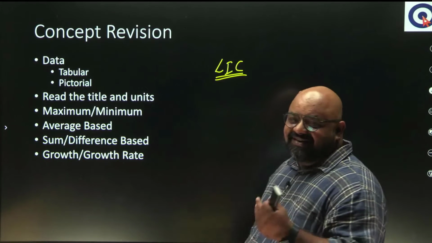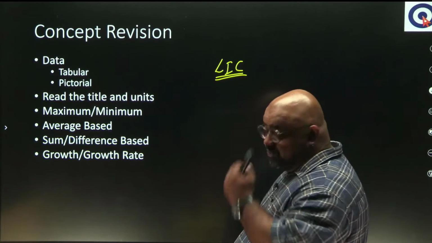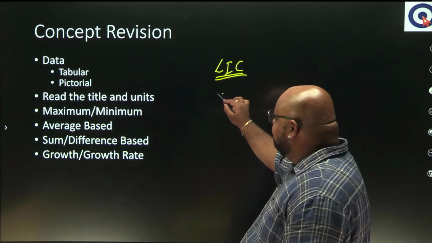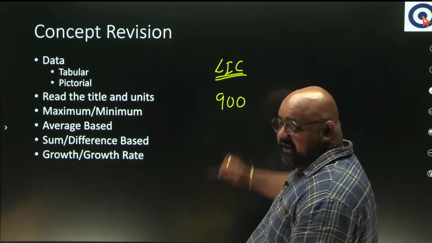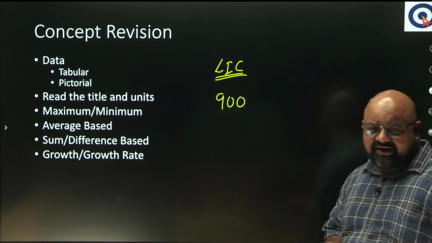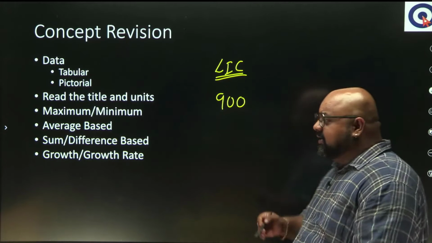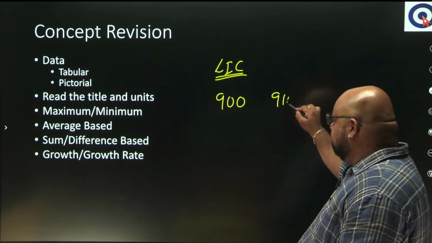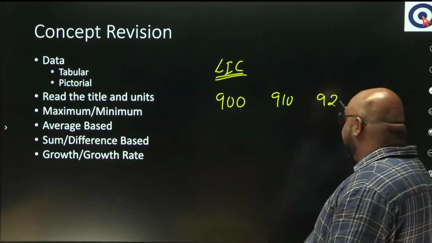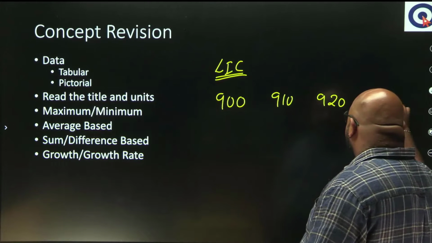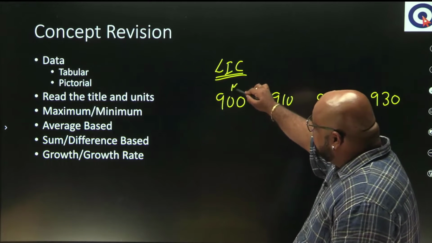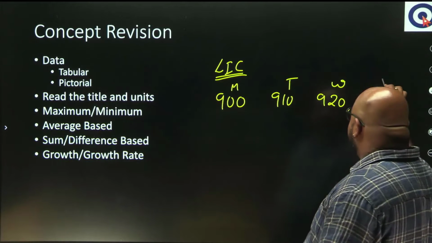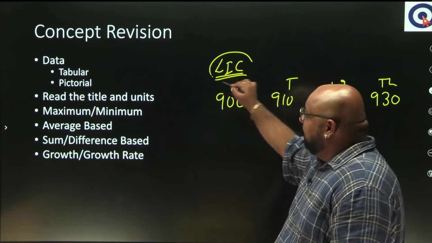So it started at 900, it dropped, but what we'll assume is that the times are good and the price of the LIC share on, say, four consecutive days is 900, then it increases to say 910, then to 920, and then to 930. These are stock prices on Monday, Tuesday, Wednesday and Thursday for the share of LIC.